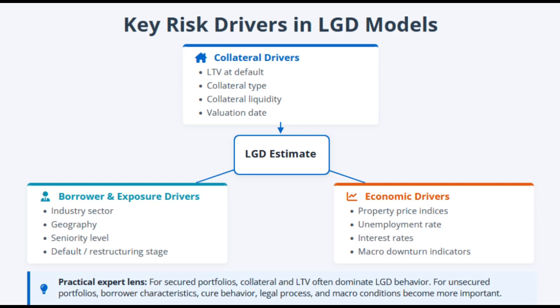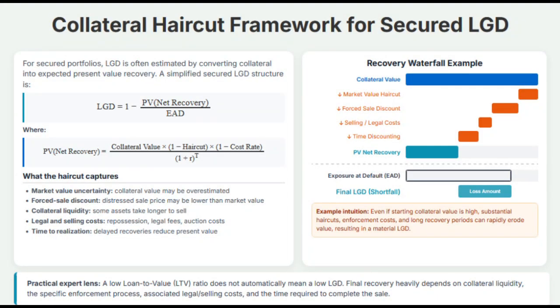Then come borrower characteristics and exposure-related drivers. First is the industry sector, mainly for corporates, like whether it is an asset-heavy or asset-light industry. Geography: the legal framework affects recovery timeline and cost. Seniority: senior secured or subordinate claims, whatever the category is. Economic drivers: property price indices, unemployment rates, or interest rates. One should consider the economic drivers as well.